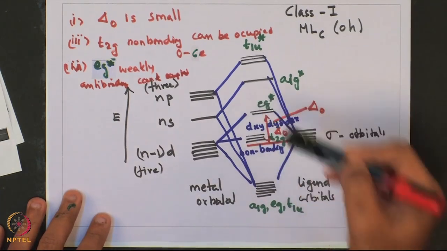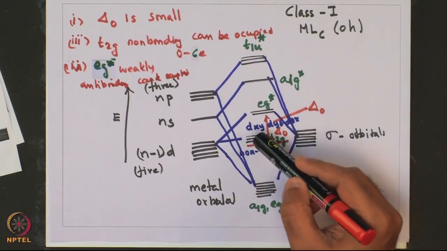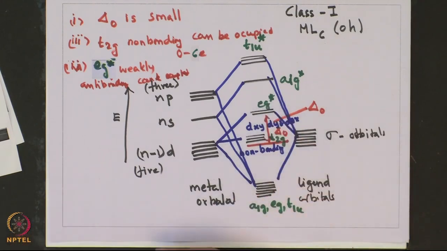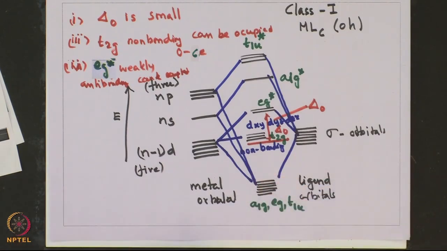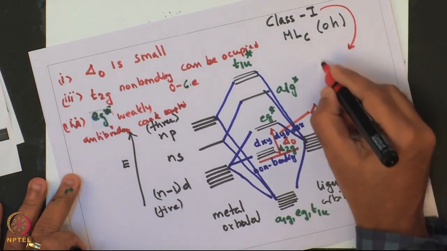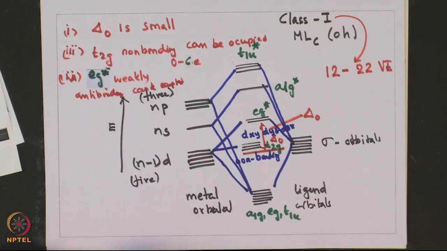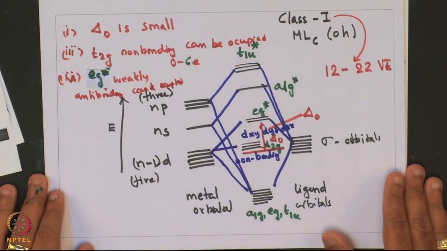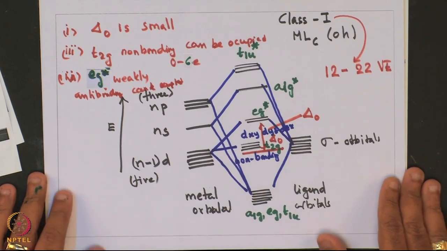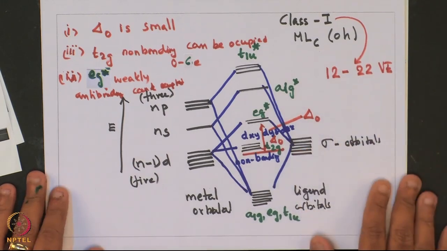Now, if all of it is full, then in total we would get 12 plus 6, 18, plus 4, 22 electrons. And if these are empty and these are full, then we should get about 12, 6 into 2. So, overall what it means is that for class 1 complexes, there can be 12 to 22 valence electrons, and hence this explains why class 1 type do not obey the 18 valence electron rule, and for class 1 type there can be a valid 22 valence electron compound and still be stable.